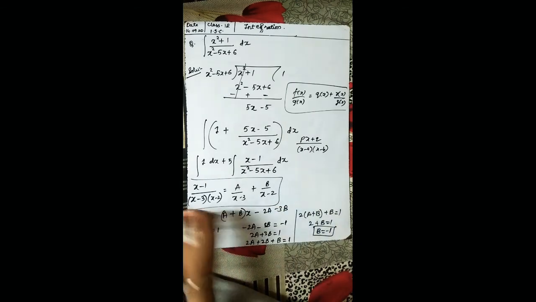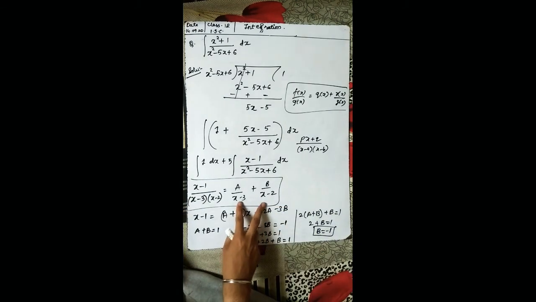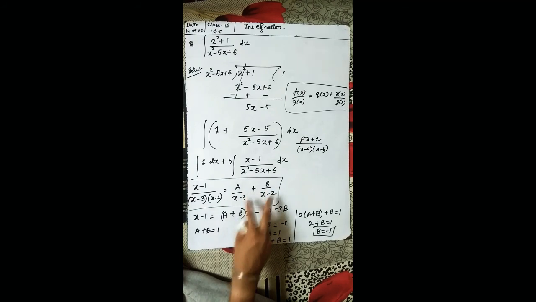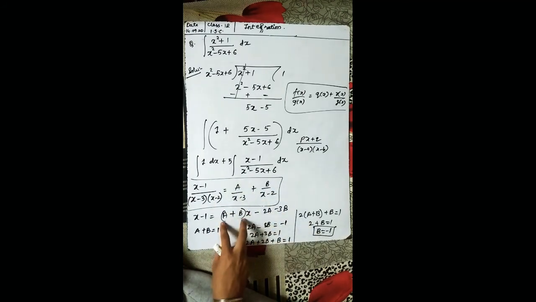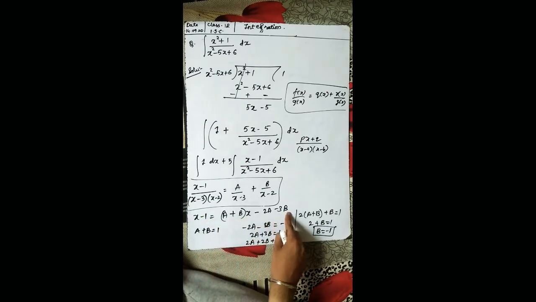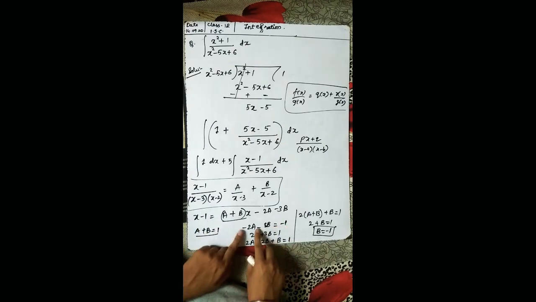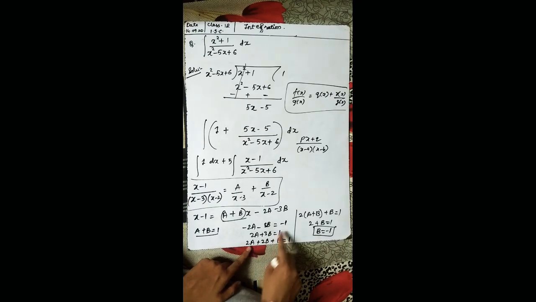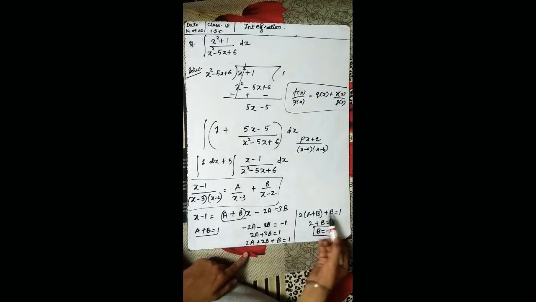Now I've used the application of partial fractions here. Okay, took the LCM, and I've taken all the coefficients together, and taken common also. So x minus 1 equal to a plus b times x minus 2a minus 3b. On comparing the coefficients, a plus b equal to 1 and minus 2a minus 3b equal to minus 1. I've taken minus common and cancelled with this minus, so I got 2a plus 3b equal to 1. This 3b I'm writing as 2b plus b equal to 1. I've taken 2 common from these two, so 2 times a plus b, plus b, equal to 1.